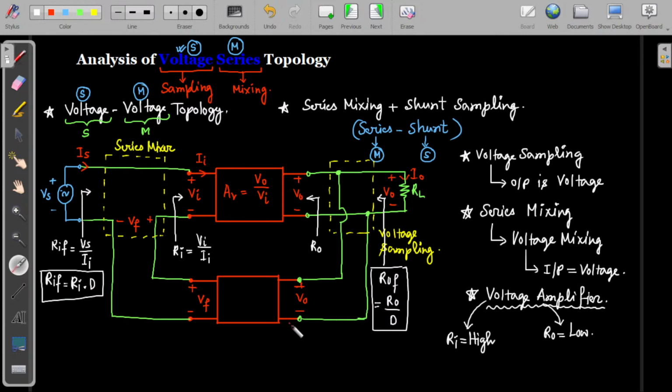Clear? यहाँ तक क्लियर है? Is it clear, Saurabh? यहाँ तक क्लियर है आपको? Please let me know. Then I will go for the next topology. So all these four topologies are very, very important. You have to understand all this topology.